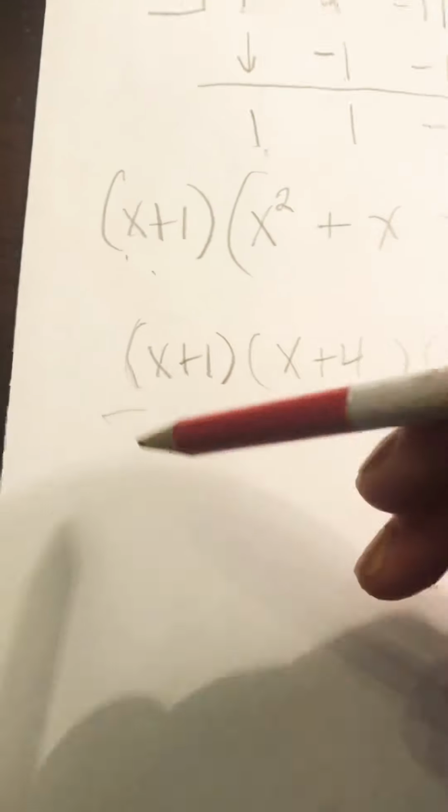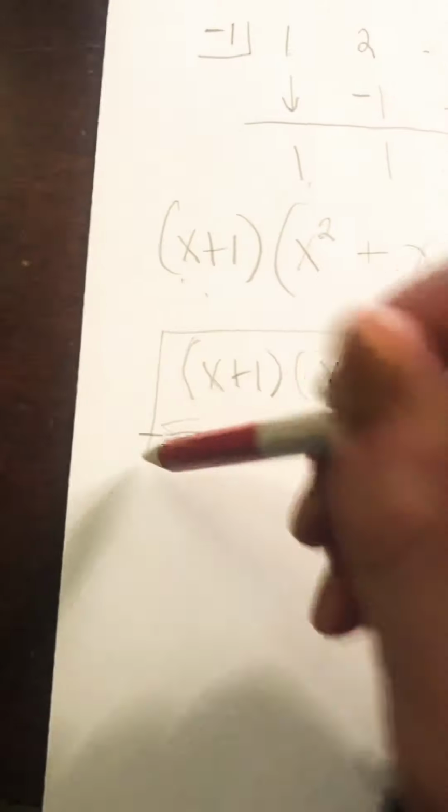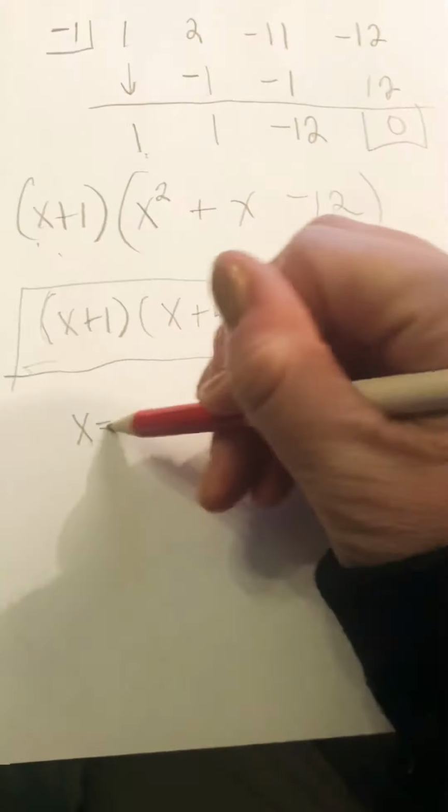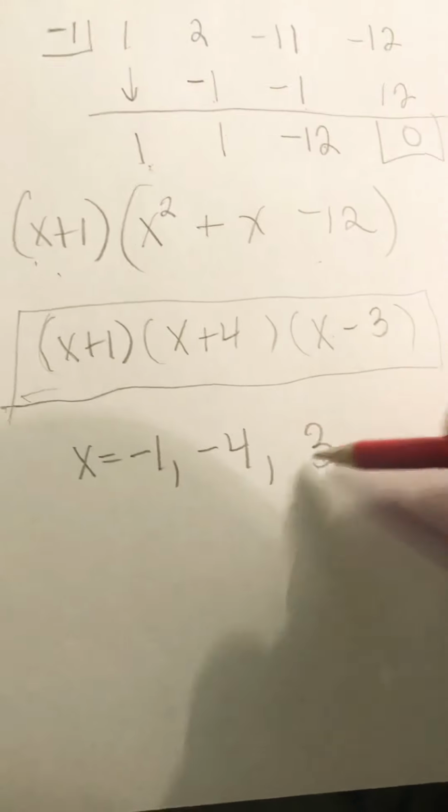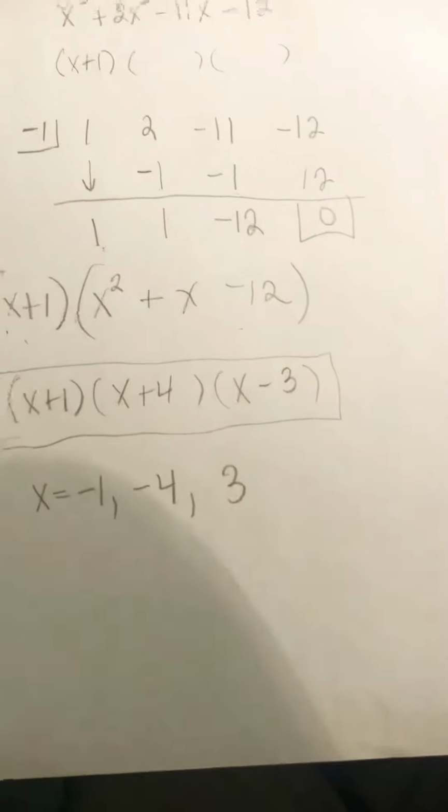These are my factors, okay? And my zeros are where x is negative 1, negative 4, positive 3, okay?